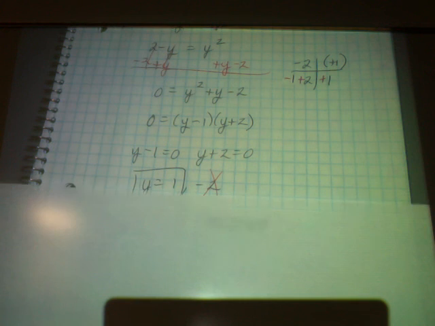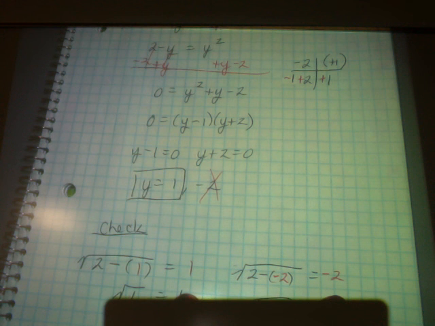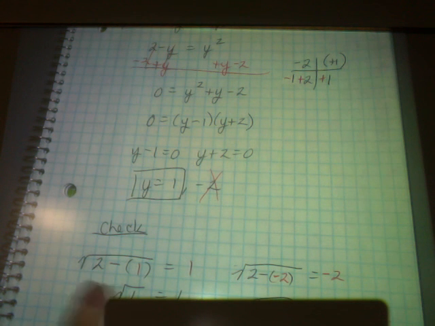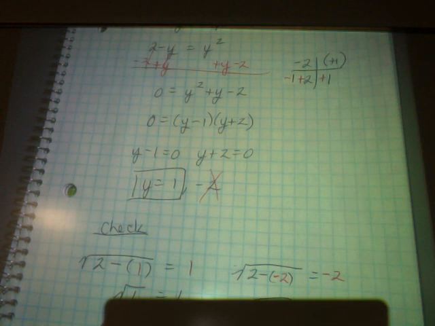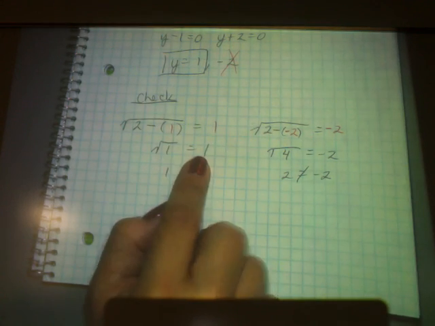But when you check, the negative 2 doesn't work because what's outside on the right? Y. And if y is negative, it's not going to check in the original problem. You do get a positive 4 underneath here, but the square root of 4 is 2, and that cannot equal a negative number. Whereas over here, I'm taking 2 minus 1, which is 1. Square root of 1 is 1, and 1 does equal 1.